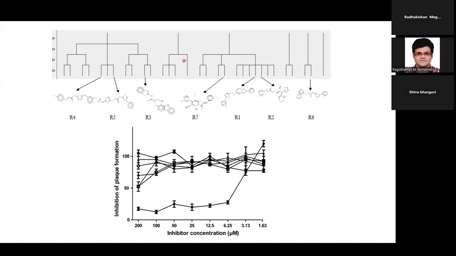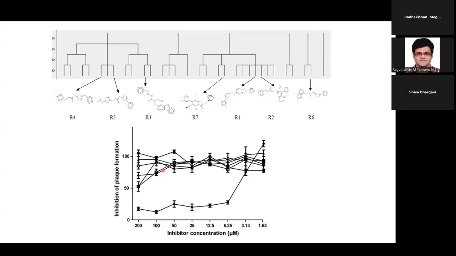So when we mapped the diversity of the seven molecules, we found that the majority of them are in different clades in terms of structural similarity. Some, like R1, R2, R4, R5, are highly similar to each other. Now, following this, I will show the results. We did an MTT assay. The MTT assay is to determine cell cytotoxicity.